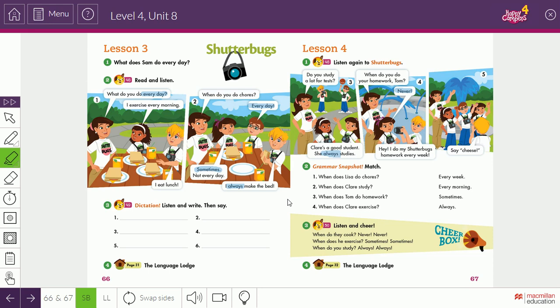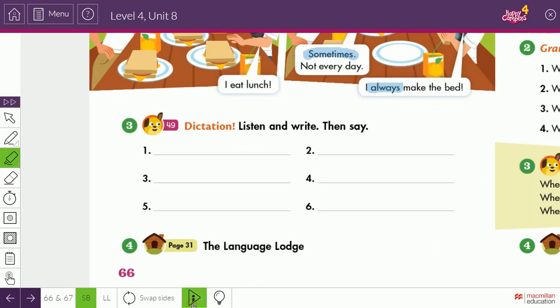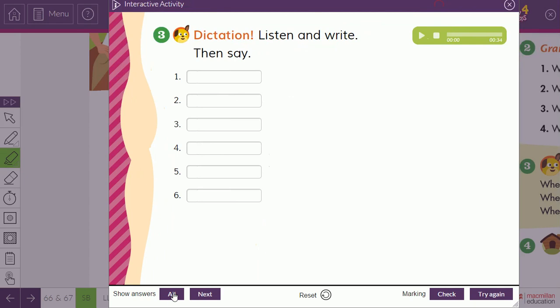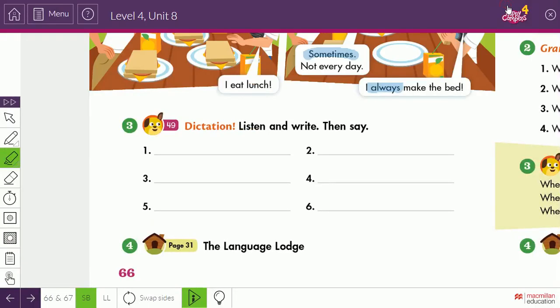In lesson 3, we saw adverbs of frequency, or frequency adverbs. Let me show you here. The adverbs that we saw here: Never. Every day. Regularly. Sometimes. Every week. Weekly. It's repeated every week. Always. Every morning. So these are the adverbs of frequency.